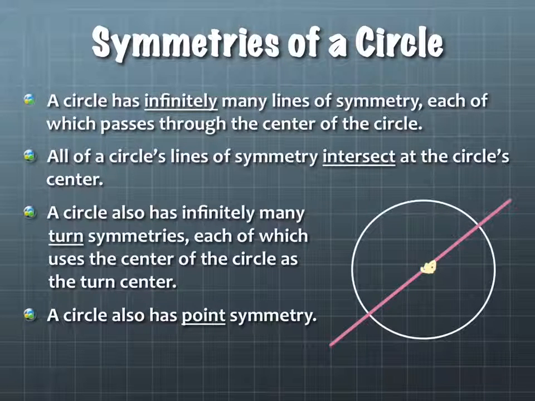A circle also has infinitely many turn symmetries, each of which uses the center of the circle as the turn center. And it has point symmetry, about the center of the circle. So if you think about this particular shape and you turned it 1 degree, or you turned it 346 degrees, or you turned it 123 degrees, they're all going to work and land the circle right back on itself, right?